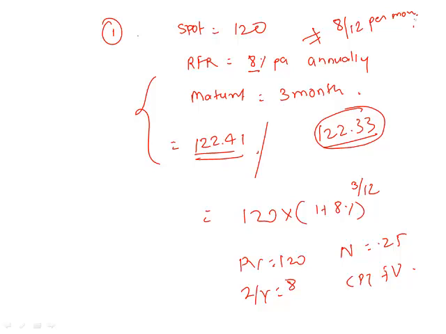IY can never be changed. So if it's 8% per annum, your IY has to be 8. If it is 6% per annum compounded semi-annually, your IY has to be 3, irrespective of what period you are compounding it. Is it clear?